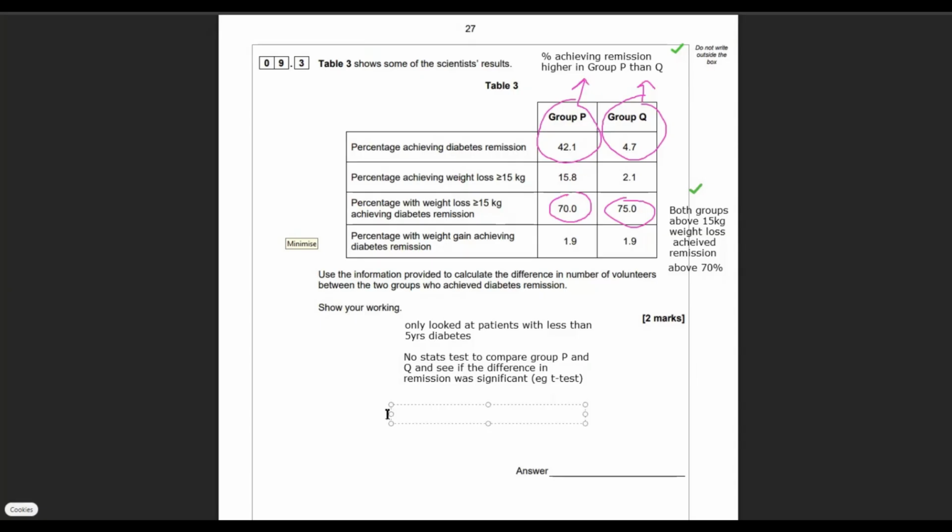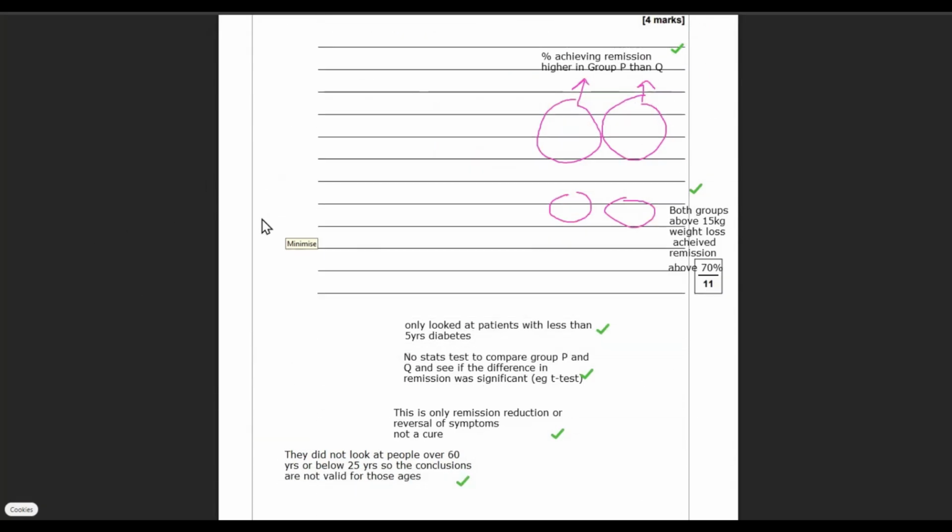There was no stats test to compare the experimental group P with Q and show that, right, it looks really big, the difference in the 42.1 to 4.7, but we don't know if that is a significant difference or it's down to chance. So we'd need to do a stats test, preferably a t-test for that. And this is only remission we're talking about here, which is a reversal or a reduction in your symptoms. So they're reversing it. It's not a cure. So the statement that we're evaluating is: is the weight loss program good for treating diabetes? Yes, for remission, but we've got no data on whether it cures the diabetes.